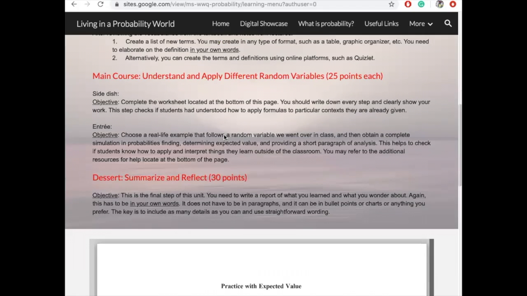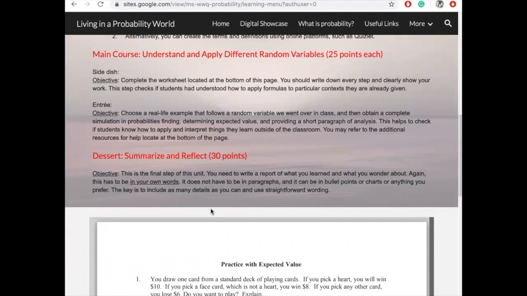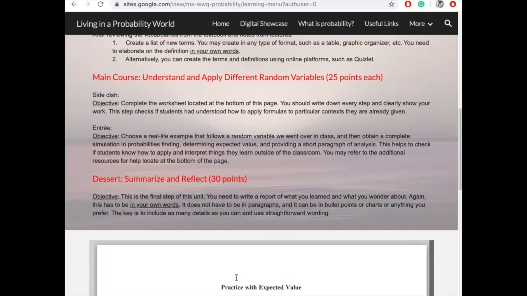And next one I have for you is the main course. There are 2 activities in the main course. The first one is side dish. You need to complete the worksheet located right here. There are 8 questions in total. Make sure you read the question carefully, and you need to write down every step and clearly show your work.